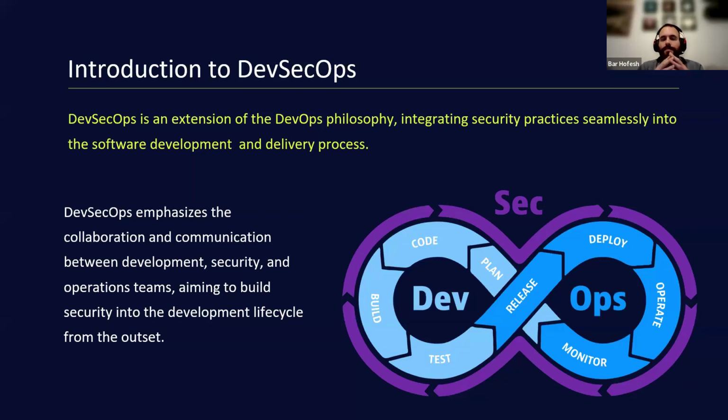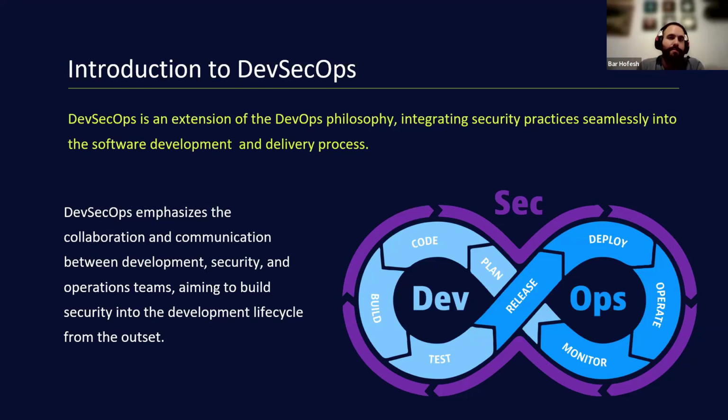So DevSecOps is just an extension of the DevOps philosophy, and it means integrating security practices into the already developed DevOps cycle, right? So when we code, when we plan, when we build, when we test, when we do the releases, when we do the deployments, when we do the monitoring, each part of that should also have a counterpart which is security oriented, right?